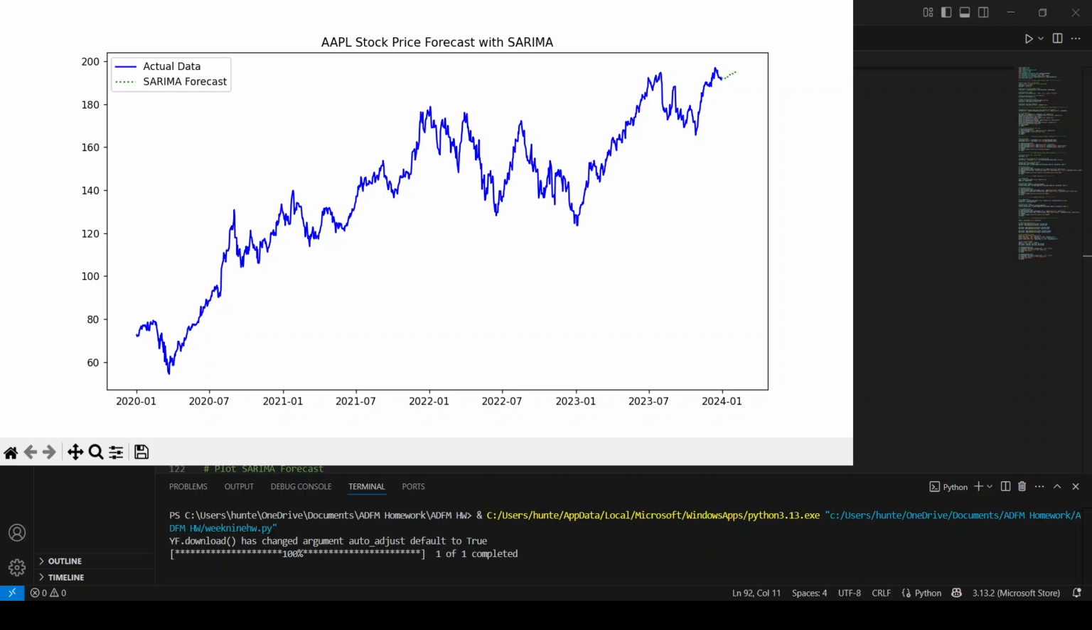And then next we have our forecast. This is the ARIMA data based off our actual data. You can see it kind of following the trend here. This ARIMA forecast is moving upwards based off our data.